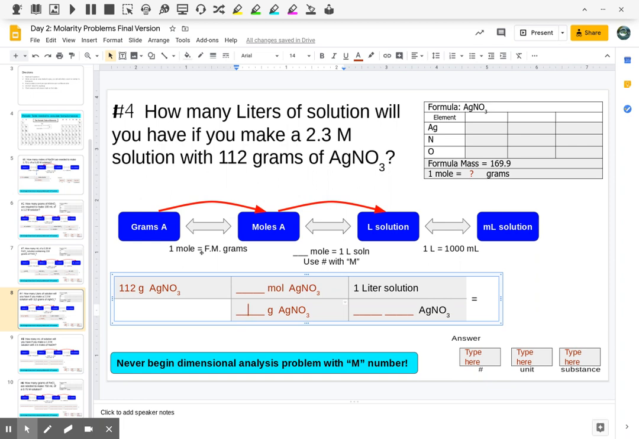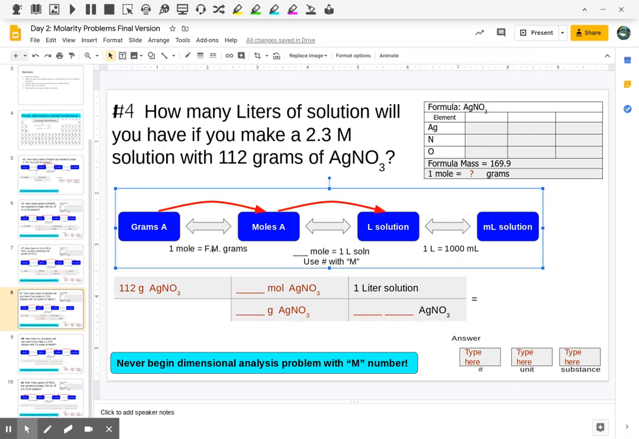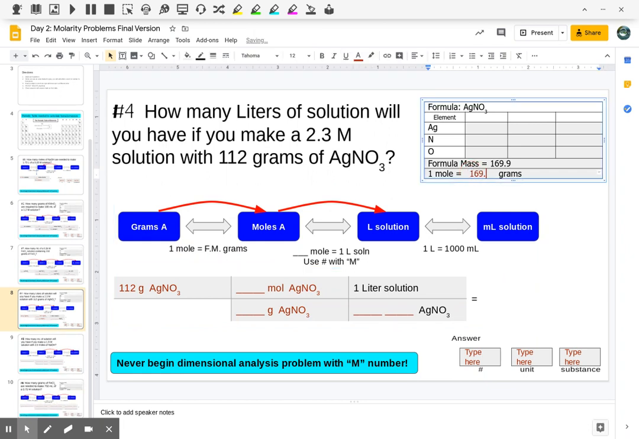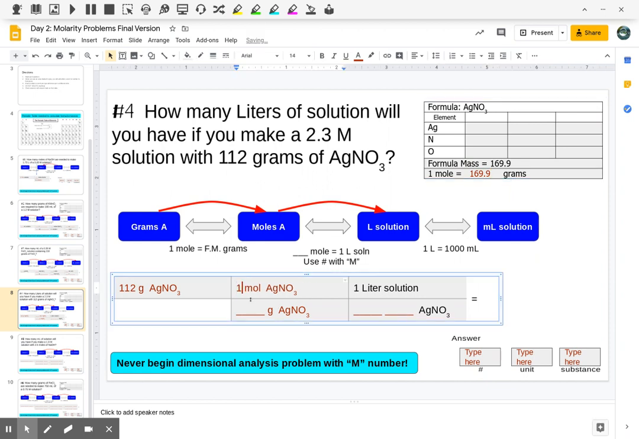Now for the gram to mole step, there's a hint right here. It says 1 mole equals the formula mass in grams, and that's what we solved up here. We have 1 mole equals 169.9 grams. So I'll put a 1 with mole, 169.9 with G. And I even have some hints even on number 4 for you. Since mole is what we converted to for the first step, we have to cancel mole.